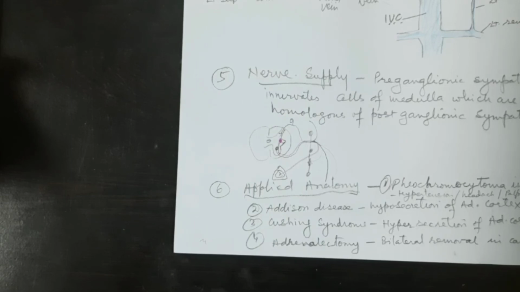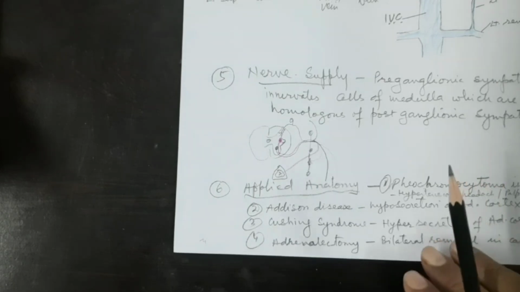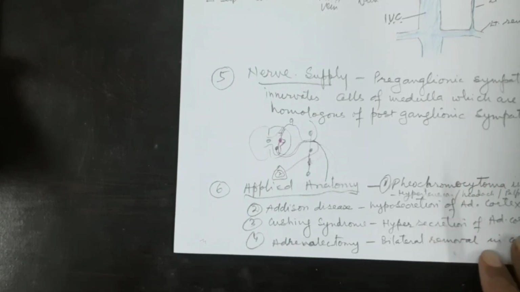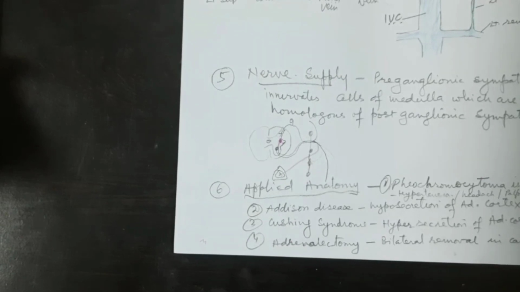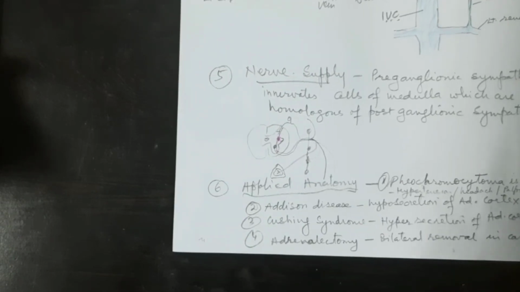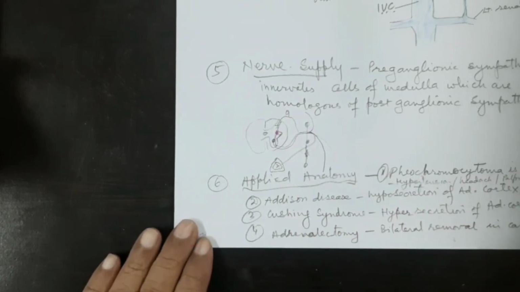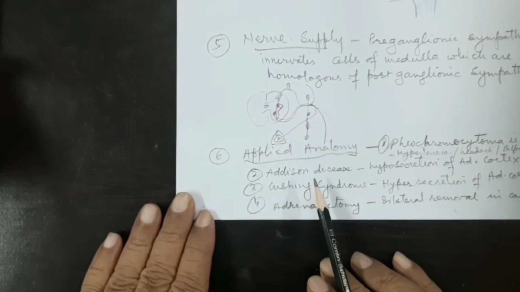These facts say that they have an ectodermal origin, or nervous origin. That is the reason why the medulla cells have nervous control, not like that of the cortex, which is controlled by the pituitary gland. I hope you have understood the nerve supply of the suprarenal gland.